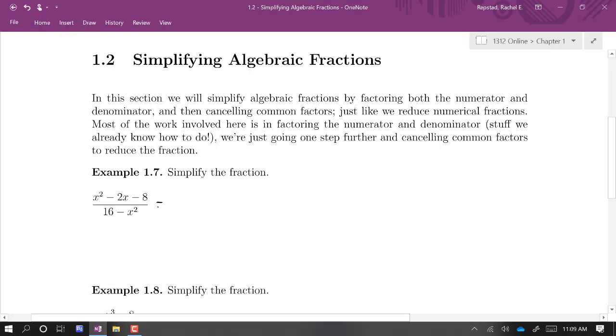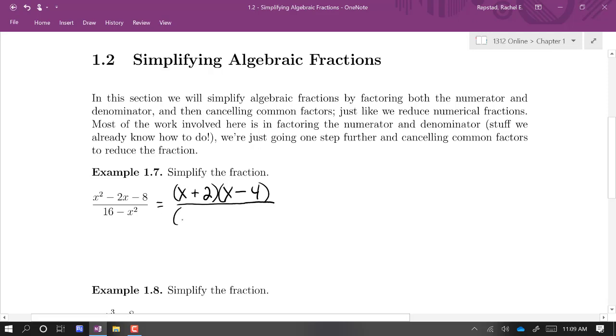Here's our fraction. Let's factor first the top. Let's see, we need an x and an x. And then we have to multiply out to -8, so we need one of these to be a plus and one to be a minus. And I need a minus 2x in the middle. So -4, +2, that'll do it.